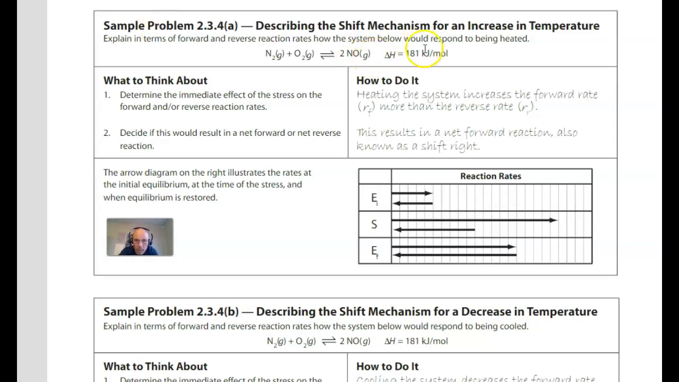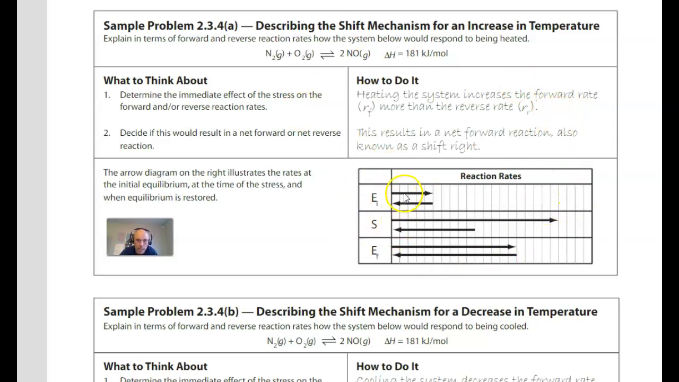Well, delta H is positive, so we know this is an endothermic reaction. We could picture the word heat on the left-hand side. We should know that an endothermic reaction has a greater activation energy for the forward reaction than the reverse. If this system is heated, we know that to get rid of some of that additional heat, it's going to shift right. Heat can be thought of as a reactant. And the reason why is that both the forward and reverse rates will increase when a system is heated, but the forward rate will increase more than the reverse rate because, again, the forward reaction has a greater activation energy, causing that right shift. And that's what we see in our explanation here.